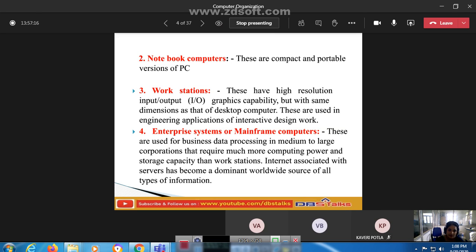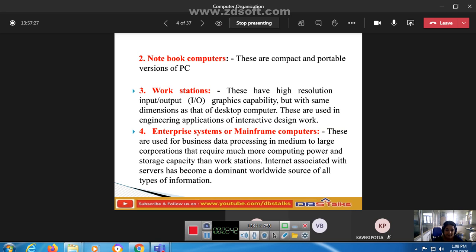Next, workstations. What is meant by workstations? They have high resolution input output graphics capability, with the same dimensions as desktop computers. Compared to personal computers and notebook computers, workstations have high resolution input output graphics capability, but the dimension is the same as desktop computers. It is mainly used for engineering applications of interactive design work. This is called the workstations.